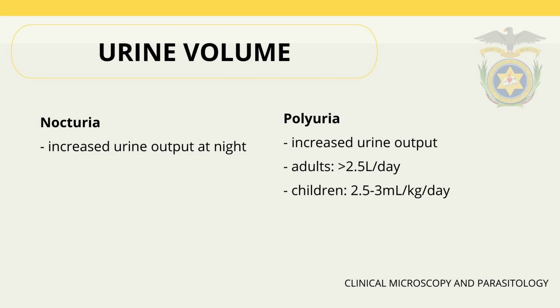For polyuria, this is increased urine output, and it is usually associated with diabetes mellitus or diabetes insipidus, but it can be induced by diuretics and coffee or alcohol by suppressing the antidiuretic hormone. In adults, this is manifested as greater than 2.5 liters per day, and in children, this is 2.5 to 3 ml per kg per day.